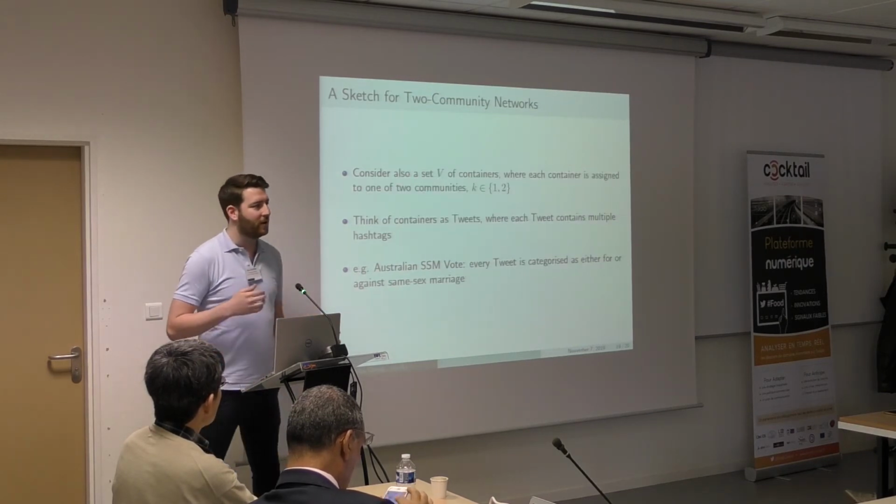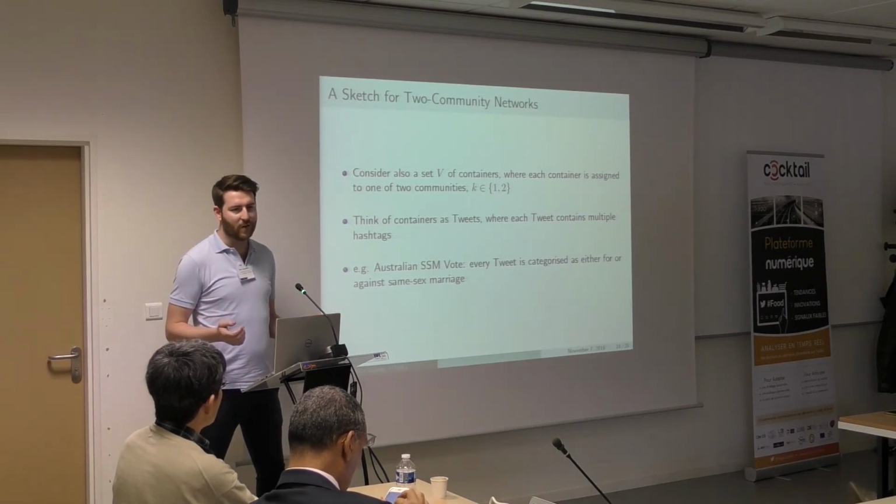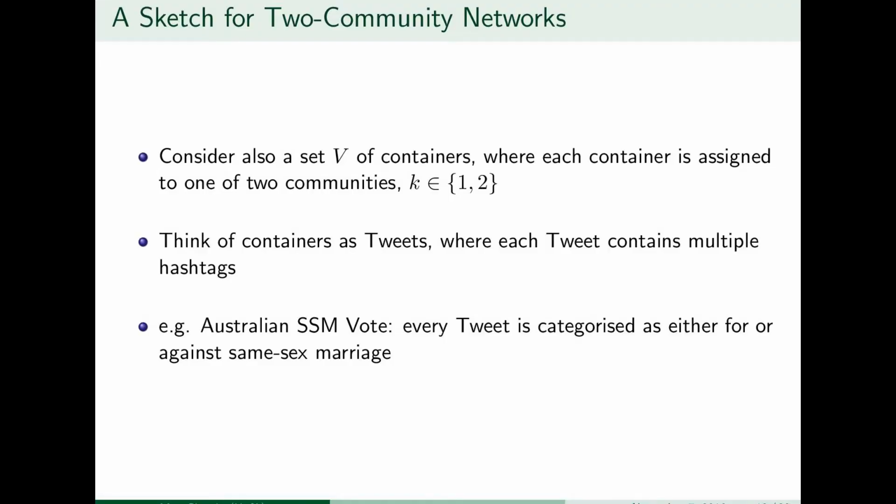We also need to think about what our containers, or what our tweets, would look like. So we'd have our set V of containers, and we sort of crudely assign each container to one of two communities in this case. You can do it for more communities, but it gets a little bit gross.